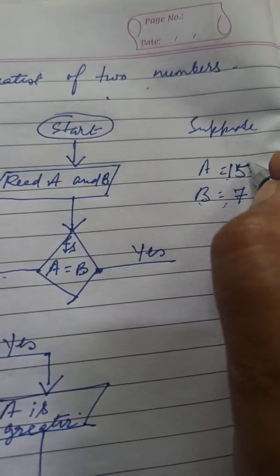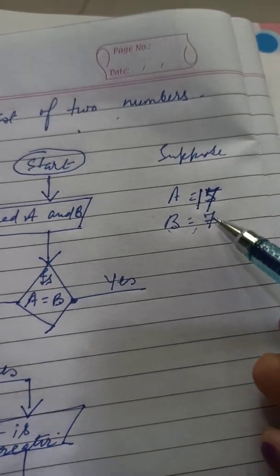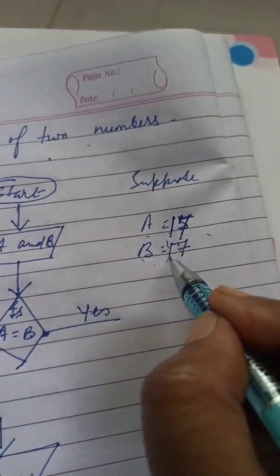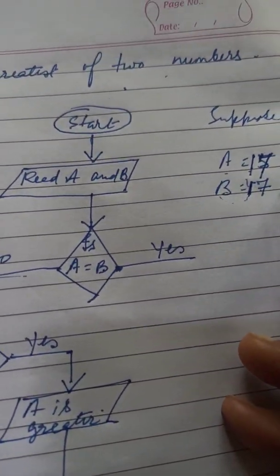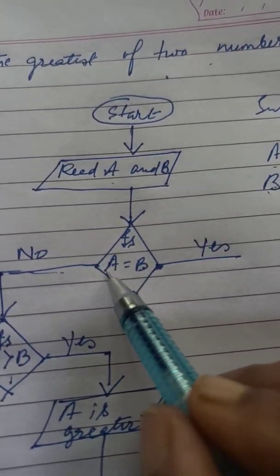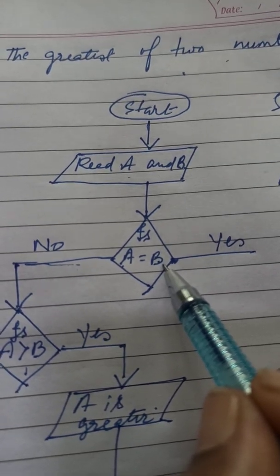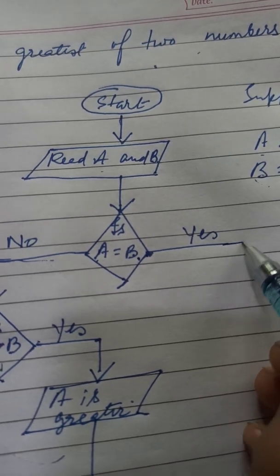For example, there is one more person. For the same program, he has entered the value A equal to 17 and B equal to 17. Now both the values are the same for A and B. As soon as you enter the values for A and B, you will move on to the decision box. Is A equal to B? Now in this case you will get the answer yes. You will ignore this part and move on to the yes part.